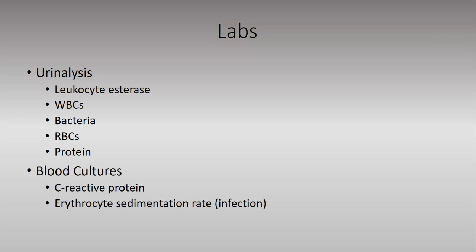Again, lab-wise, you're going to be looking at urinalysis, leukocytes, white blood cells, bacteria, red blood cells, and protein. They might also do blood cultures. They're going to be looking at C-reactive protein and erythrocyte sedimentation rate. Those two labs are actually markers for inflammation and infection. They want to do blood tests to find out if it went from the urethra to the bladder to the kidney, but if it's gone from the kidney to the bloodstream itself, now they've got a super infection going on, and that blood culture will tell you whether it's actually reached the bloodstream or not.